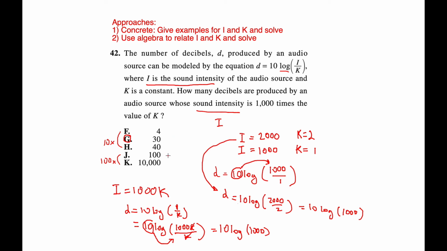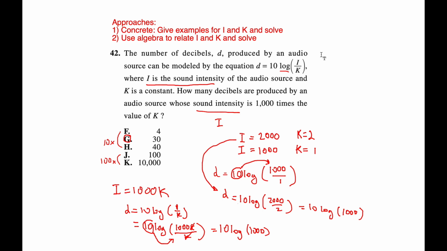Answer choice J of 100, I'm not sure what that's anticipating, but answer choice K of 10,000 could reflect a mistake in trying to simplify the log, and instead of getting that the log of 1,000 is 3, getting that it's 10 to the third power, because then if we did 10 to the third times 10, that would lead to 10 to the fourth, which is the same thing as 10,000.